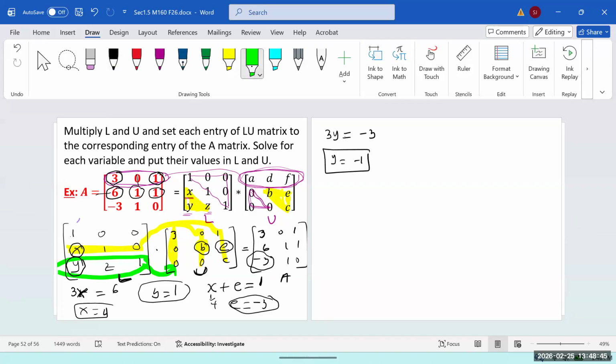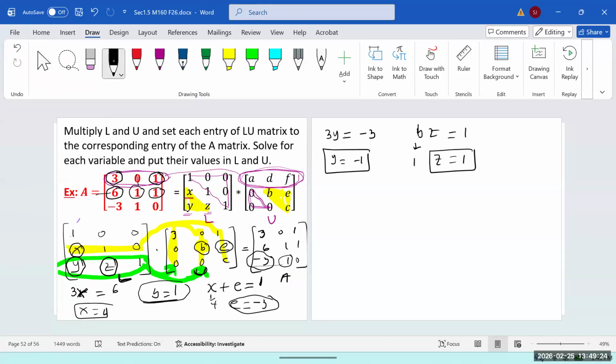Now let's go to the third row, second column. Y and 1 cancel out, we get bz, b times z. Third row, second column is 1. So b times z is 1, and we already know our b is 1 from before here. So that means z is 1. So we found this unknown. That means we need to know only one unknown, which is c.